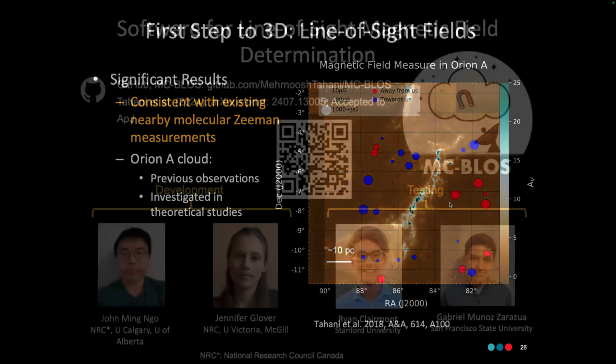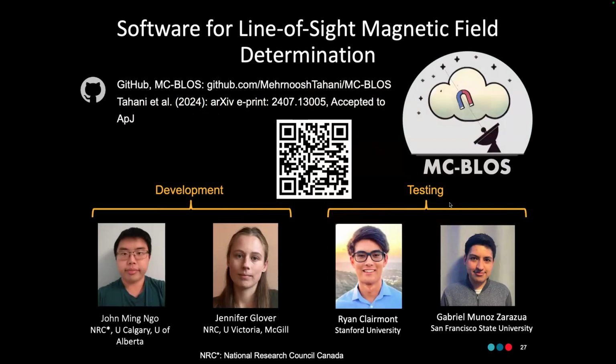For line of sight, I'd like to mention that we've developed software, MCB LOS, with a number of excellent students who have contributed to the development and testing of the software. The software is available on GitHub. Please download it, play with it. We very much welcome any feedback from the community. And if you'd like to extend it to a certain region, a non-molecular region that you're interested in, we are happy to work with you to extend the capabilities of this software to more regions. For example, right now we're working to extend the software to non-thermal filaments.